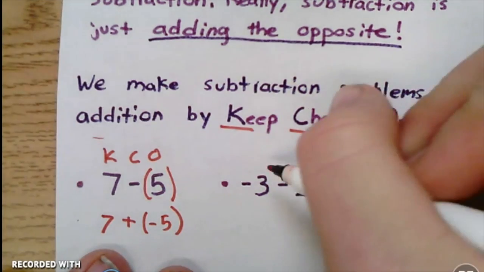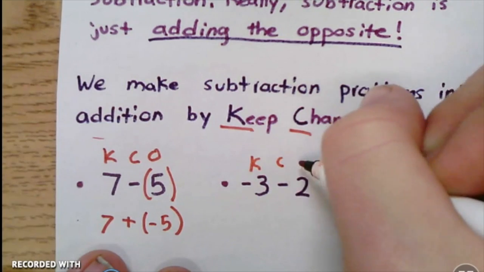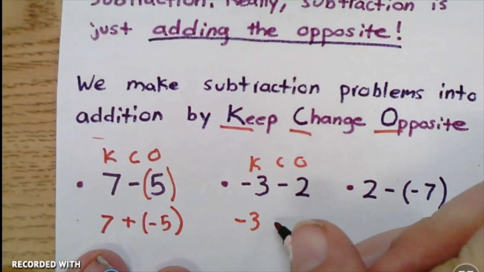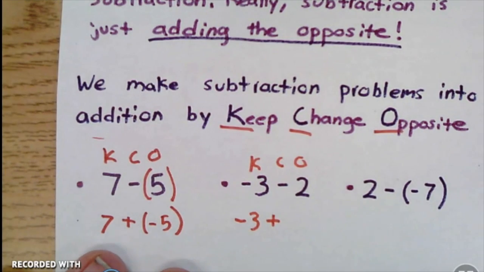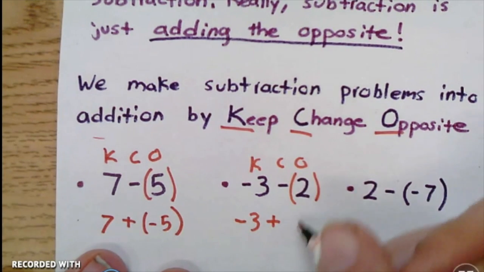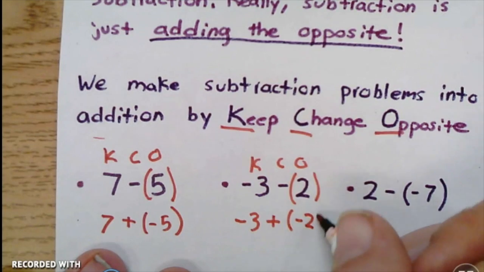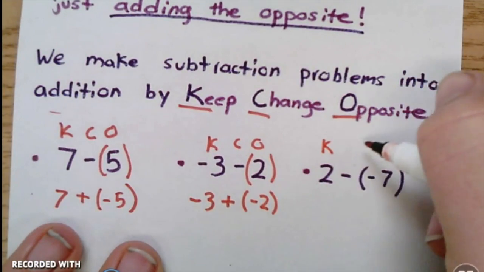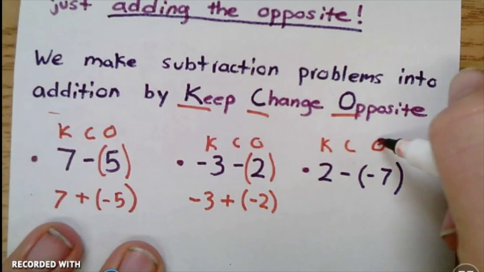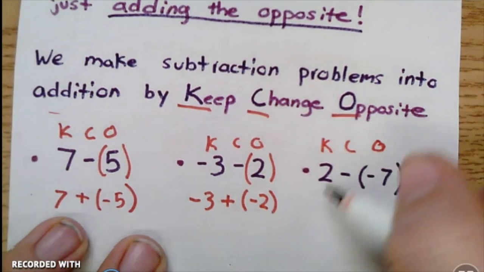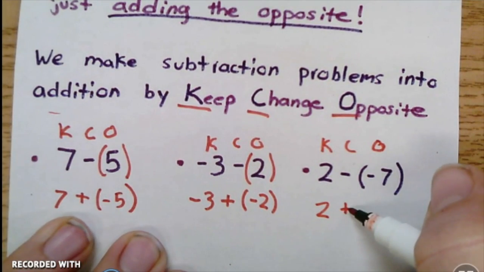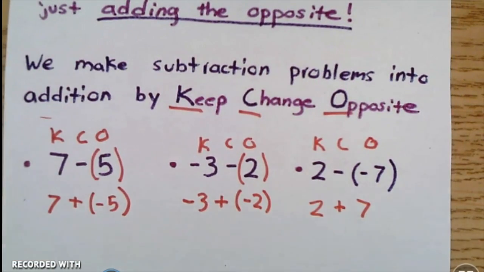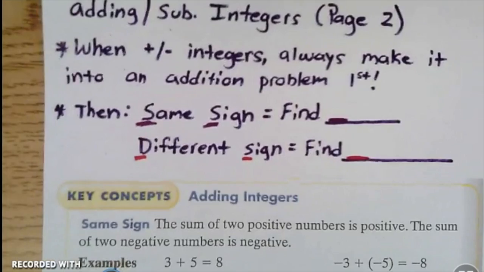What about this one? Well, keep, change, opposite. Negative 3 is going to stay negative 3. The subtraction is going to change to addition. And 2 is going to change to negative 2. This one, pause the video, try it on your own, and then hit unpause and see how you do. Keep, change, opposite. So the negative 7 became addition. Let's jump into page 2.